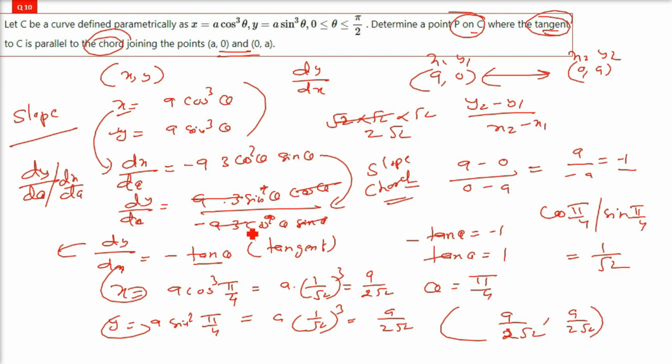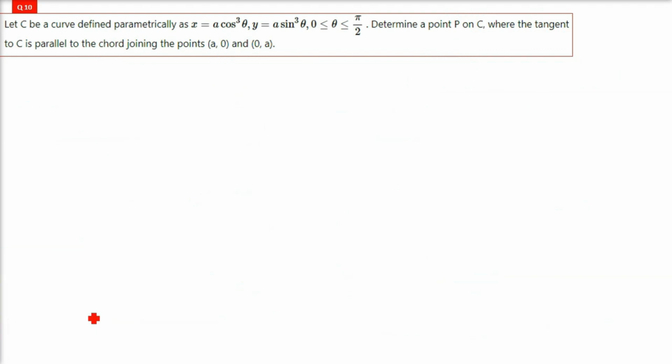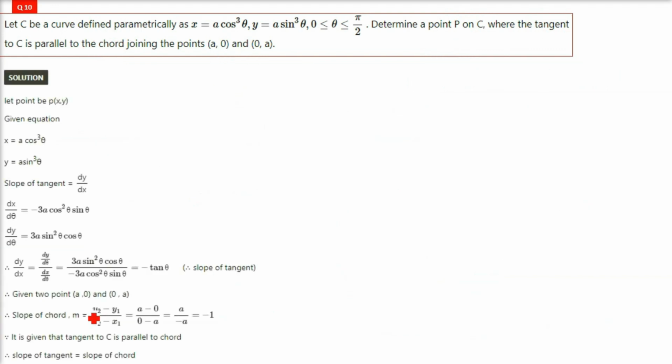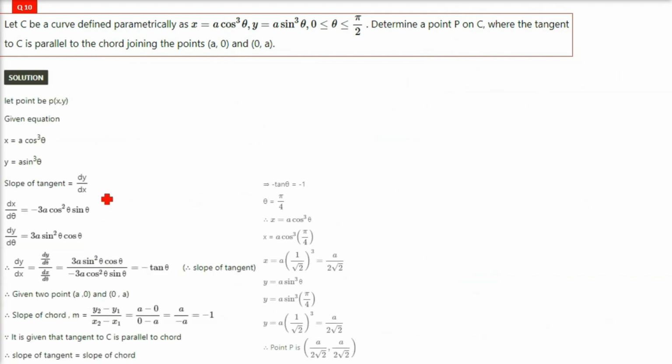Alright, so I hope you got the idea. We just found out the slope of both of them and equated it. So how are you going to do it? The reference solution is in front of you. This is how you are going to go about writing it, and you have to perform this in your examination if it comes.